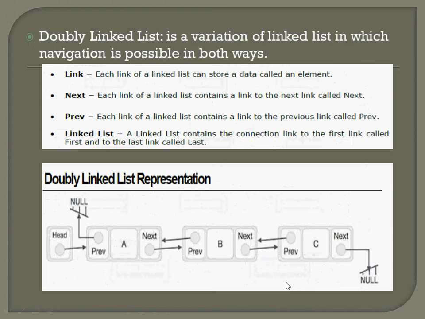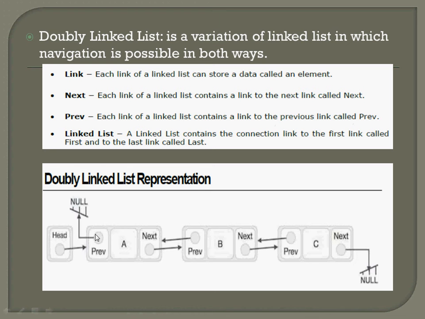So, the double linked list. It's a variation of linked list in which navigation is possible in both ways, that is forward and backward. Link: each link in a linked list can store data called an element. This is an element. Each link of a linked list contains a link to the next link, called next. This is what is next. Each link of the linked list also contains a link to a previous link, called previous. This is what is called the previous link.